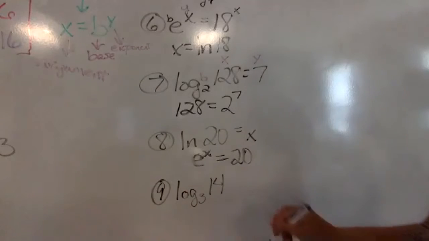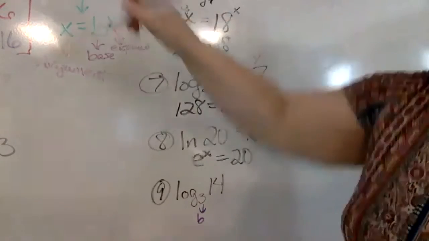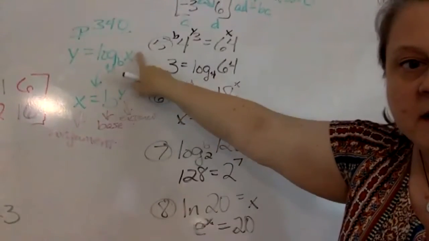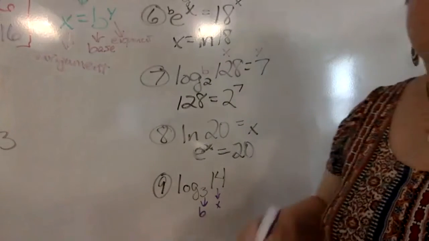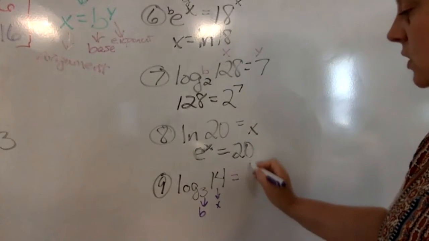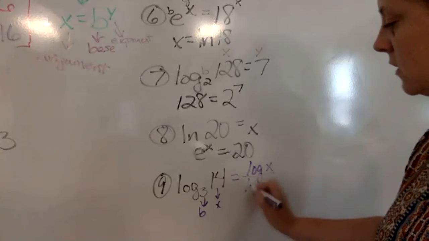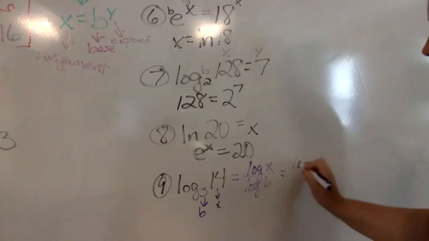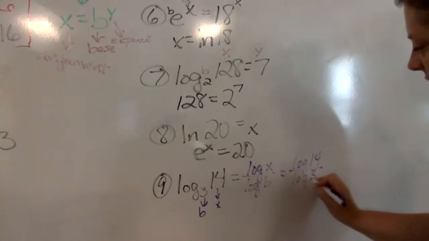Remember, this is my base. Okay, remember this right here. This is the base, this is the argument. So on here, this is my base, this is the argument. For the change of base formula, that is equal to the logarithm of the argument over the logarithm of the base. So in this one, it's going to be logarithm of 14 divided by the logarithm of 3.